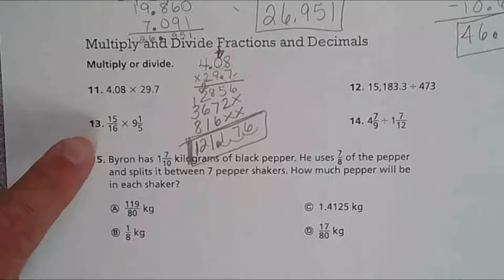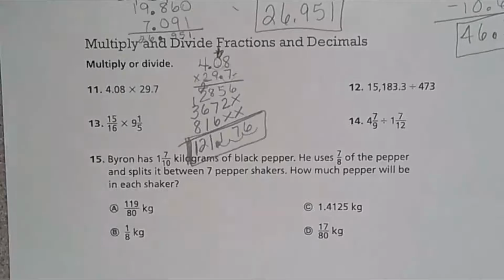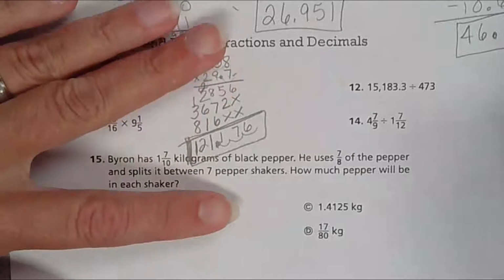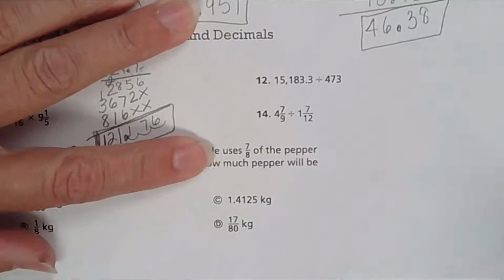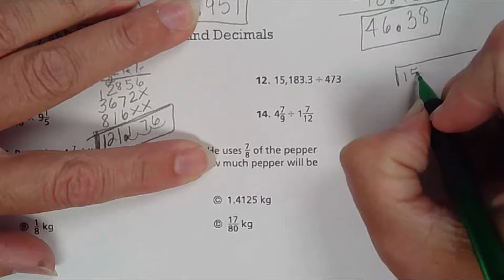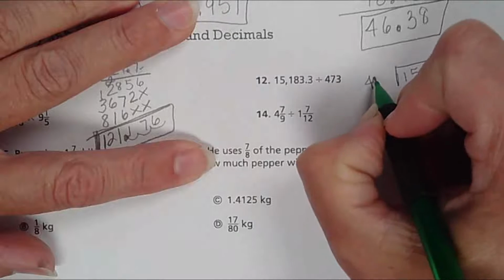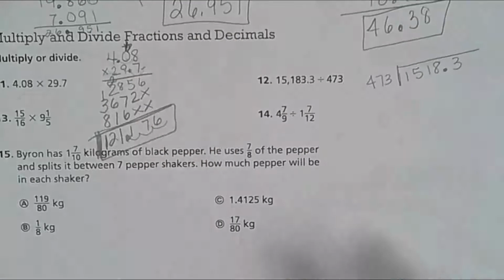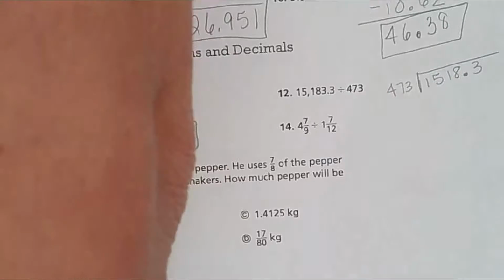We're going to run out of problems for 13. So 12 is a division problem. We're going to look at those. I'm going to do my best, and I'm going to run out of room. Okay. So I'm going to write it in long division form. 1518 decimal point 3 473.